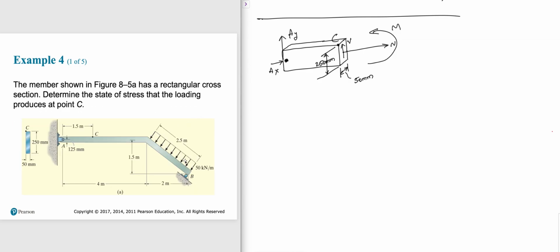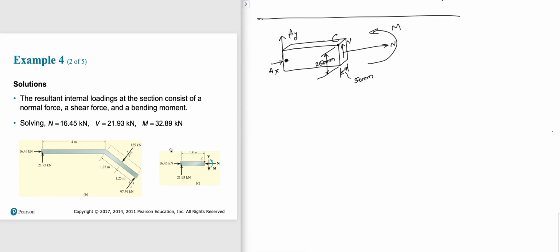So this distributed load, which is 50 kilonewton per meter, is acting on a 2.5 meter length. So 50 times 2.5, what is 50 times 2.5? That is 125. So 125 kilonewton is acting exactly at the center. And that is what is shown. 125 is acting exactly at the center.